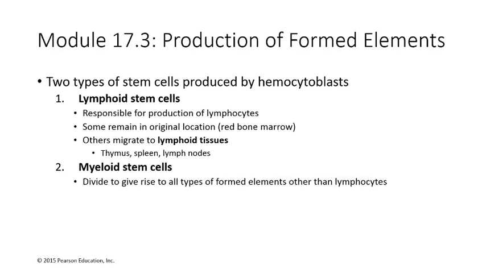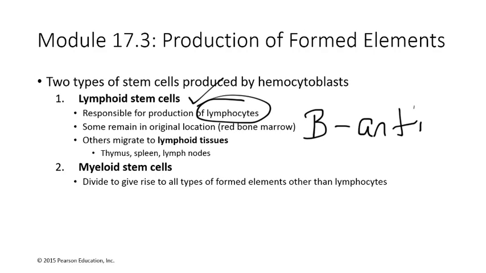The hemocytoblast is going to go down two major roads. It's going to have a big fork in the road, if you will, in its differentiation. It can become either a lymphoid stem cell or a myeloid stem cell. The lymphoid stem cells, easy enough, become the lymphocytes. You'll learn more about the lymphocytes, but these are the B cells that make antibodies, and the T cells, also a very big, important part of your immune system.